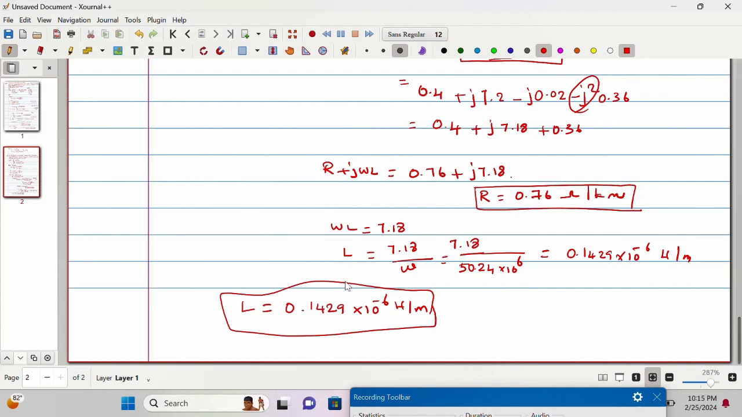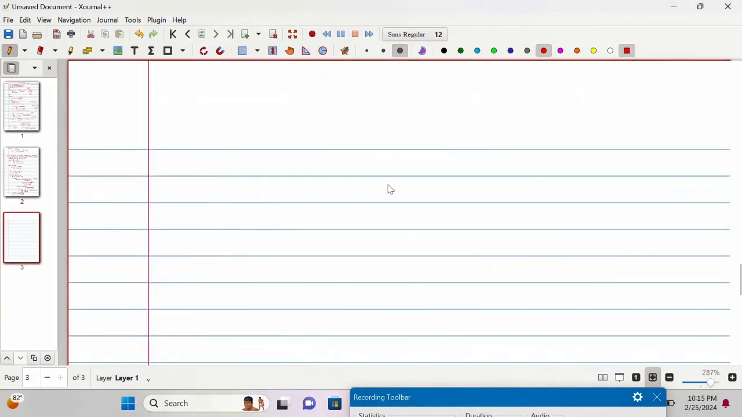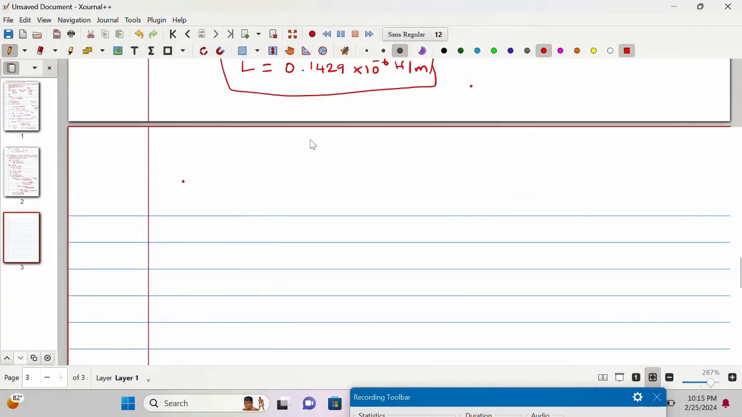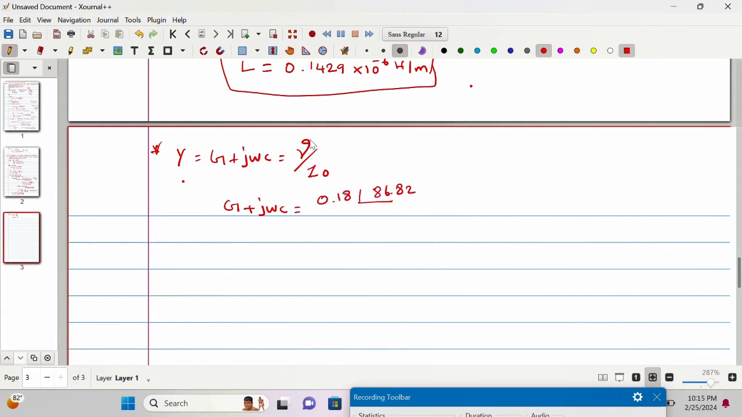So we have already found the resistance and also the inductance. The remaining parameters we need to solve. By using the admittance formula, Y equal to G plus j omega C equal to the propagation constant gamma by Z naught. So G plus j omega C equal to 0.18 with the angle of 86.82 degrees in polar format, divided by 40 with the angle of minus 2.86.